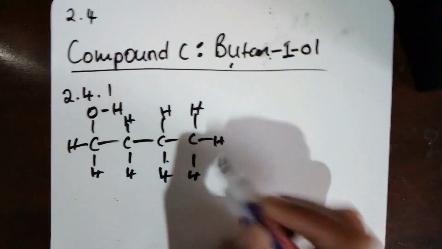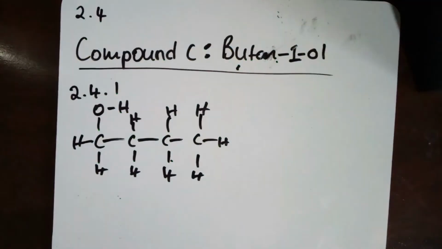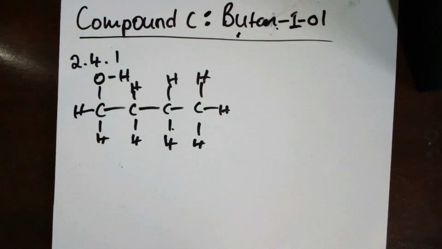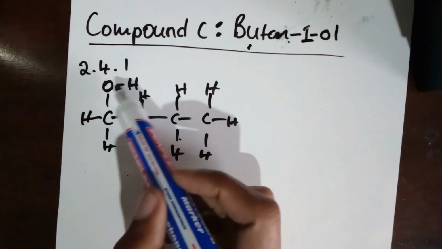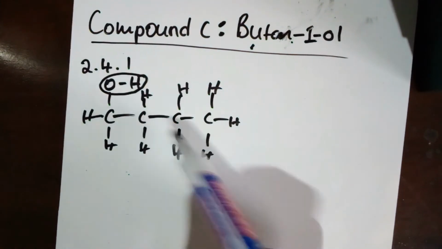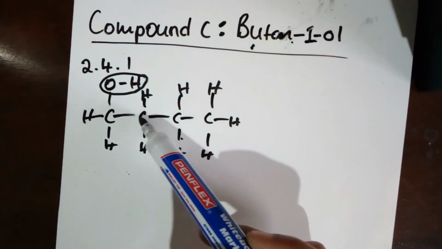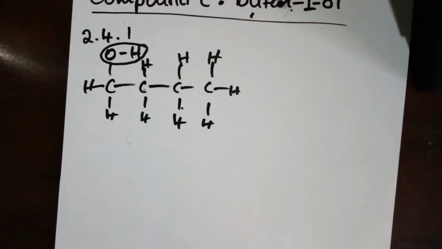And that is our structural formula for butan-1-ol. But now we have to write its positional isomer, meaning the position of this functional group, the hydroxy group, must be on a different carbon. So it can either be on the first carbon or the second carbon. So let us do that.